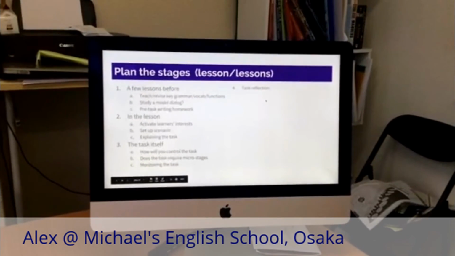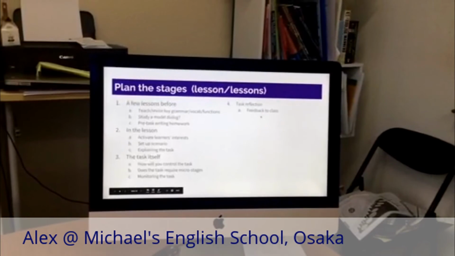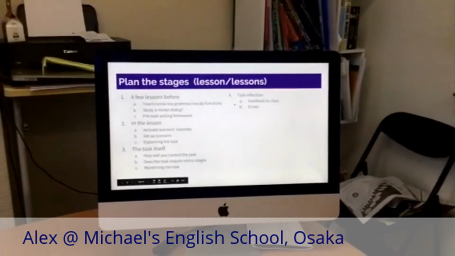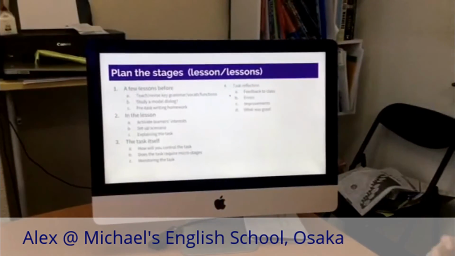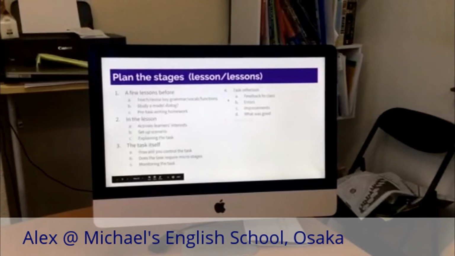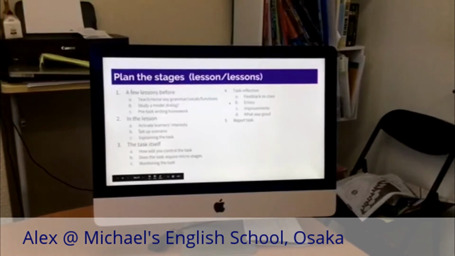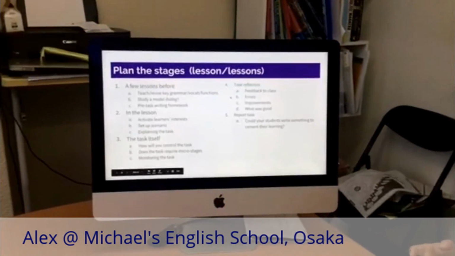Then, after the task, you need to reflect on it. This would include feedback to the class where you tell them how they did. You might talk about the errors they made, improvements they could make, and what was good about what they did. And then you will have a report task. Could your students write something for homework to cement their learning?